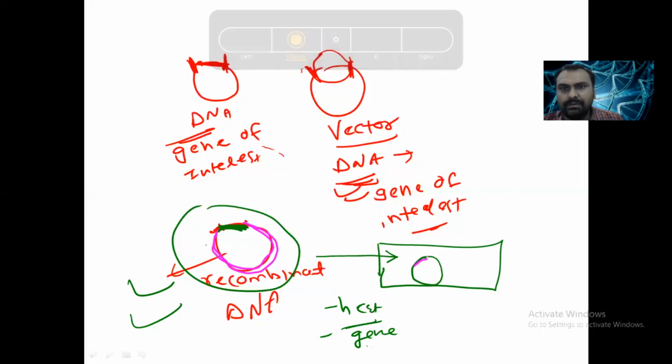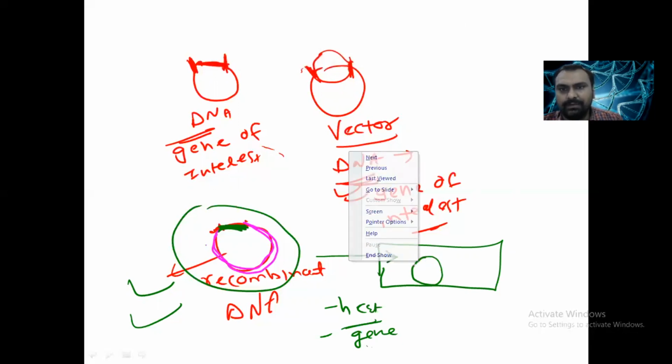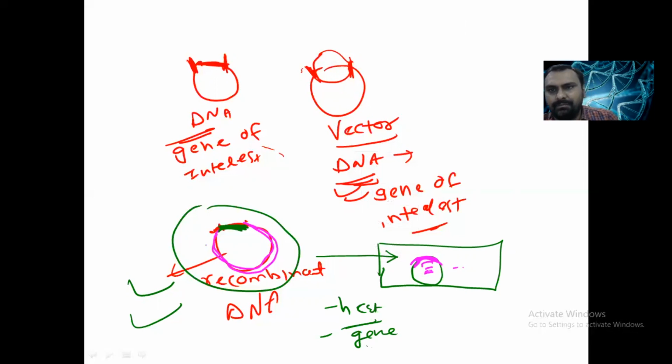Once this recombinant DNA is introduced into the host cell, we will see the methods of introducing it later. This recombinant DNA will multiply inside the host cell, so multiple copies of the desired gene will be produced in the host cell.